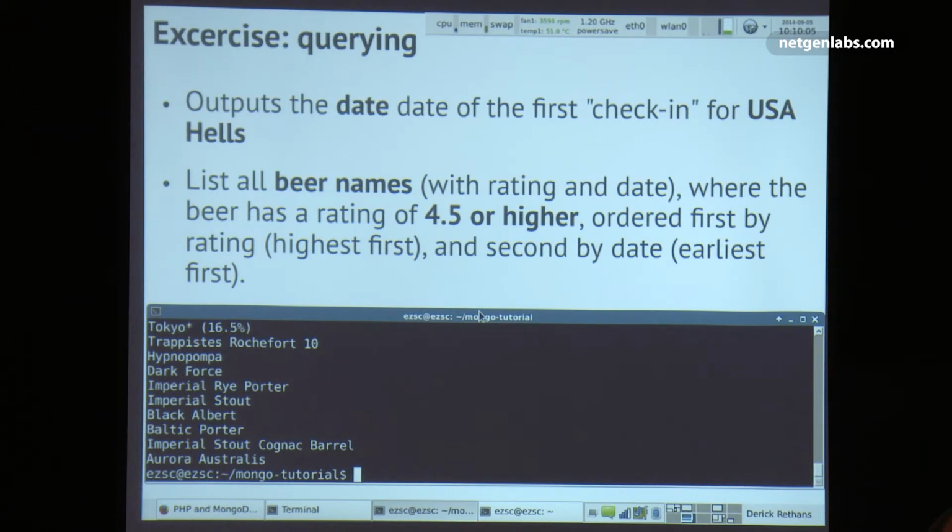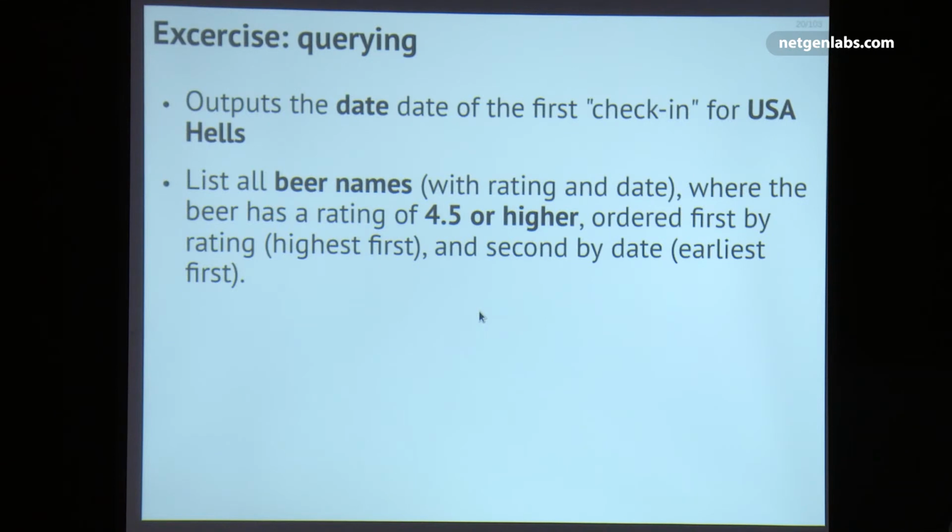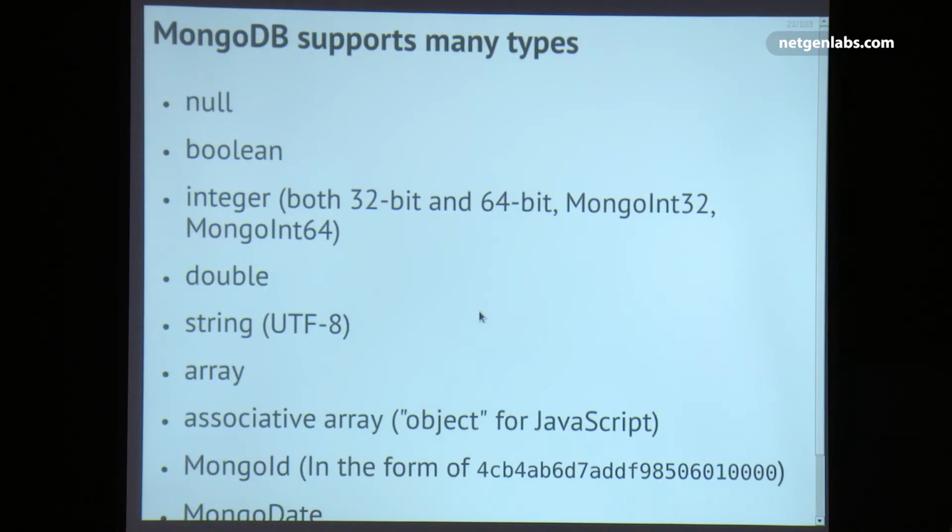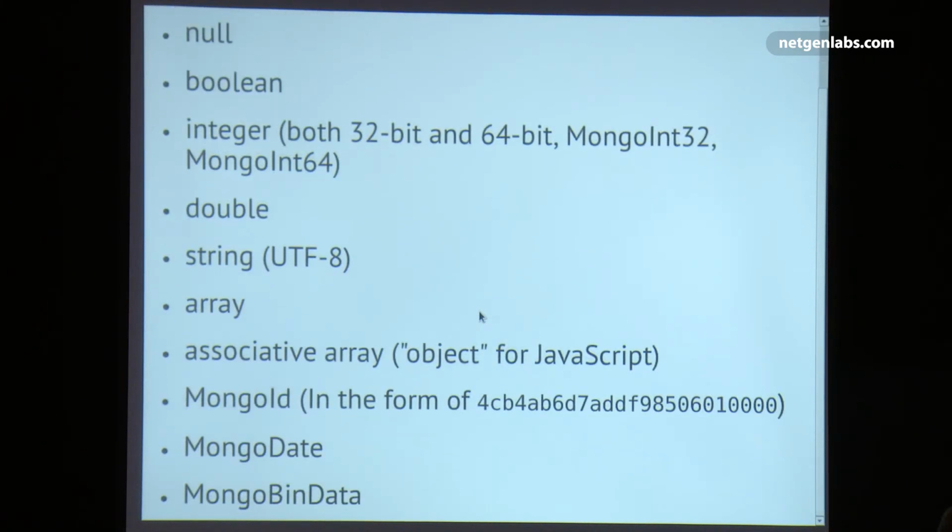So what do you think my next exercise is going to be? Re-import it with the correct data types, correct. Okay, so let me go a little bit into showing which data types MongoDB actually supports. So there's null, which is different from the field not existing. There's a Boolean, which is either true or false. There's integers, and they come in both flavors: 32-bit integers and 64-bit integers. Doubles, or floating point numbers, strings.